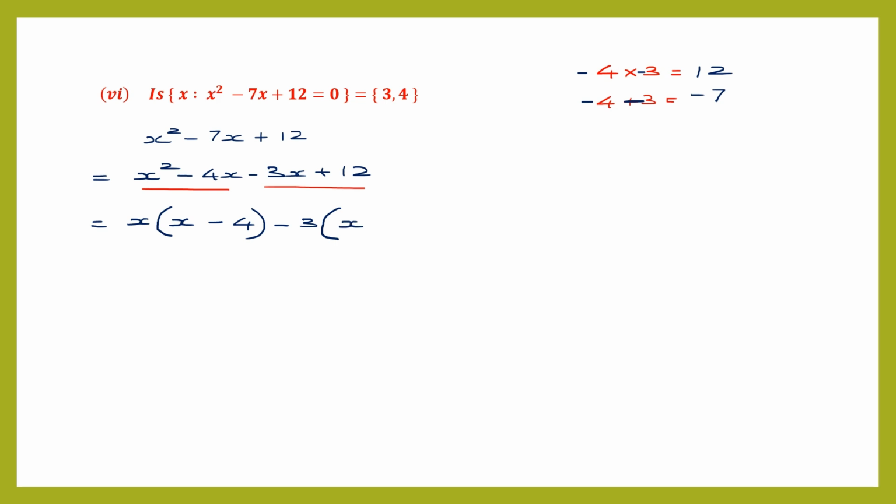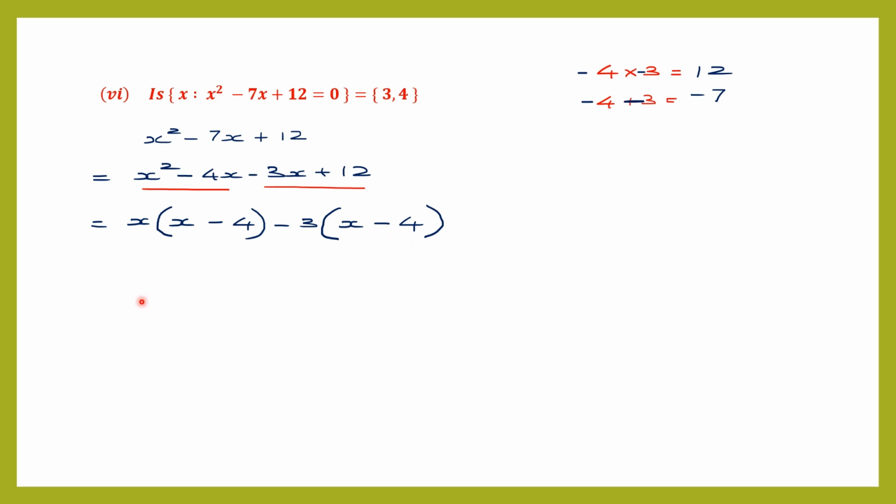And here I have 12, isn't it? Now how do I get 12 inside? 3 fours are 12. So I can write 4. But what is the sign I'll put? Because I need a plus sign. It should become plus 12. That means this will become minus, because minus into minus will make it plus. So this has now become minus. Now again, if I simplify this, I will get back minus 3x plus 12. Now can you see I have x minus 4 here and x minus 4 here.